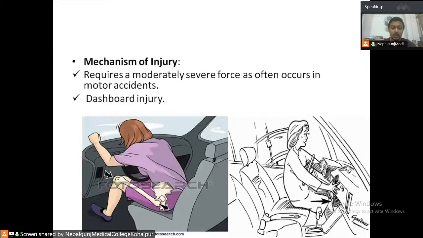Other associated injuries that can occur: there can be a patellar fracture, there can be a lower femoral fracture, or, in a very rare circumstance, there can be a knee dislocation as well.